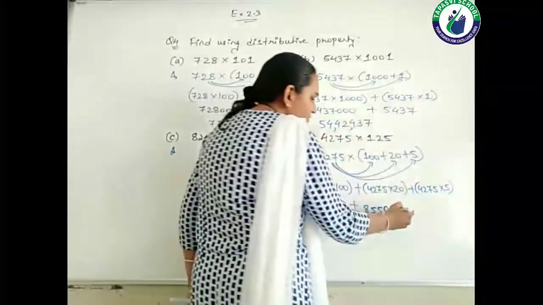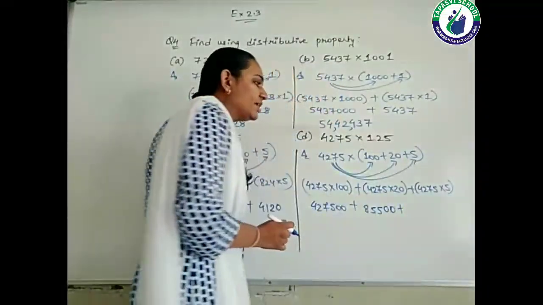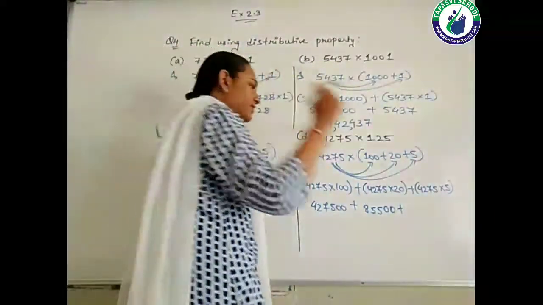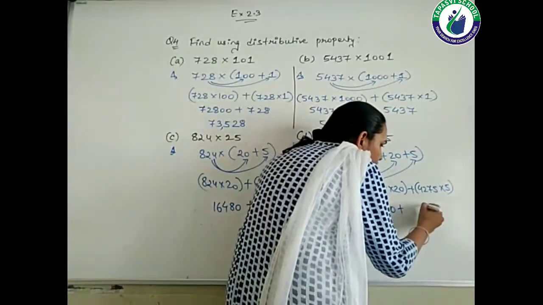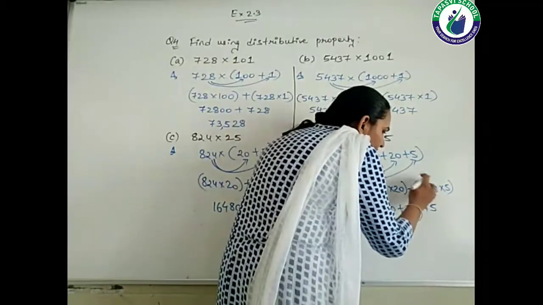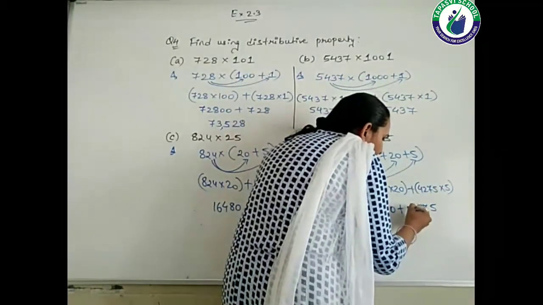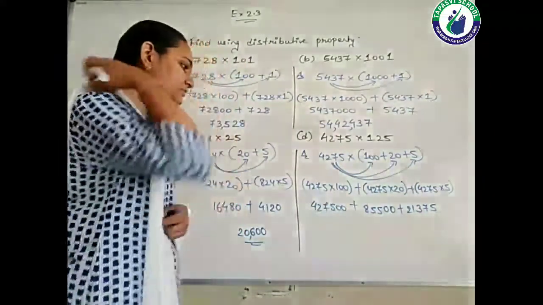Now moving to the last one, last multiplication. 4275 with the 5, students. So 5 5s are 25, 5 7s are 35 plus 2, 37, 5 2s are 10 plus 3, 13, 5 4s are 20 plus 1, 21. So now we need to add them, right?